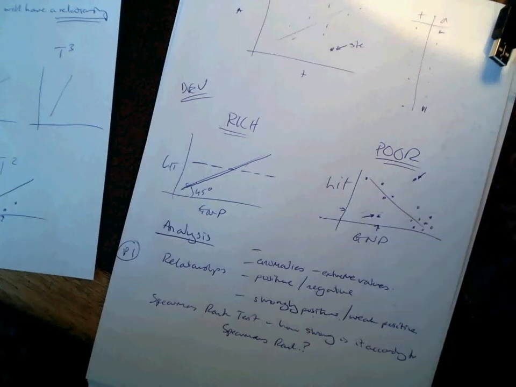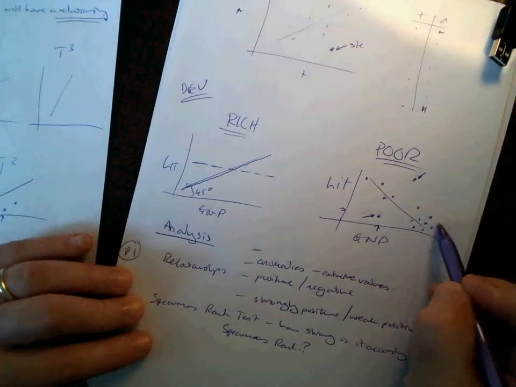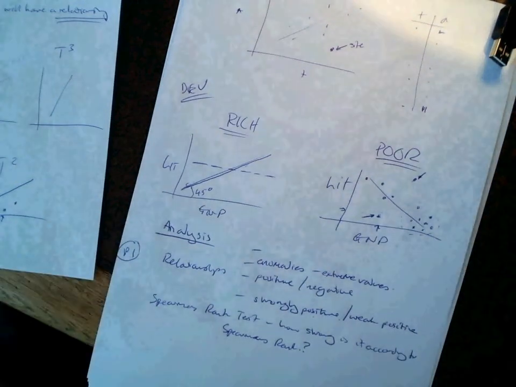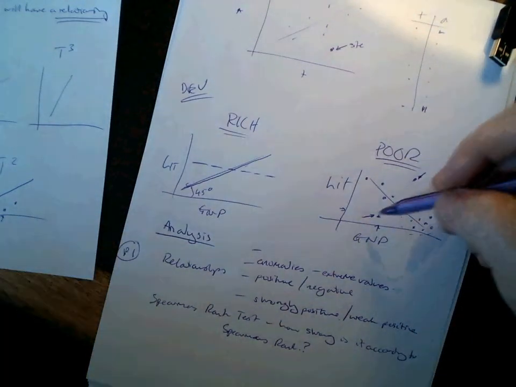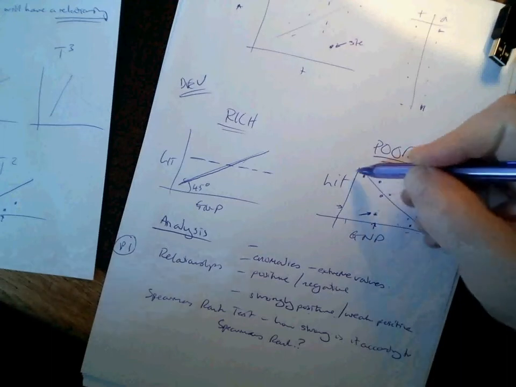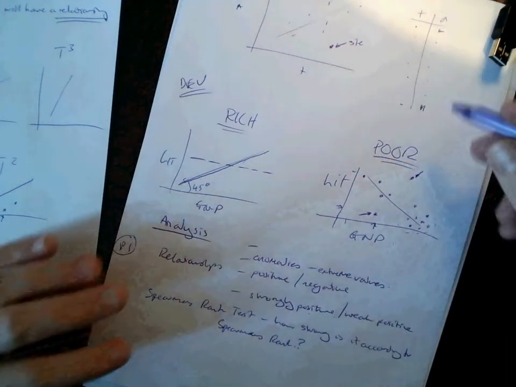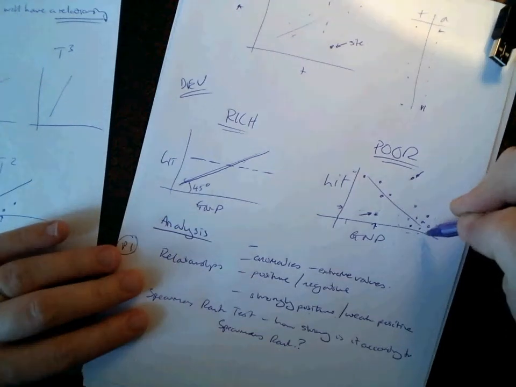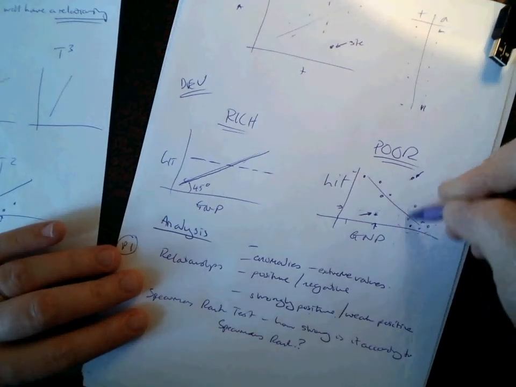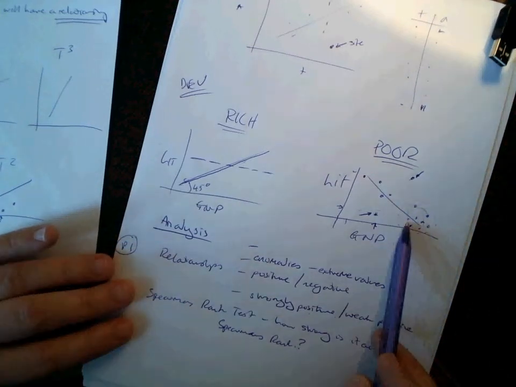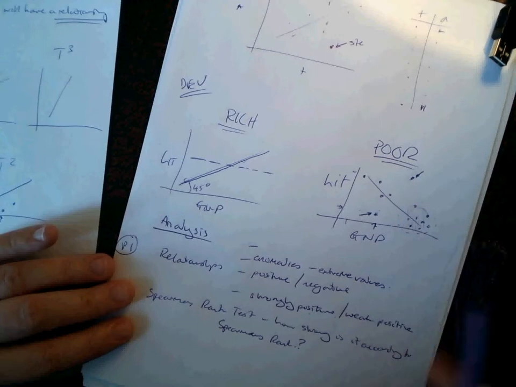But also, look here, there seems to be a concentration of data at one end of the graph. So even though there are, of course, some very poor countries with very high literacy, it seems to be that the data points are concentrated down here. And by spotting these kinds of concentrations, this is also an analysis.